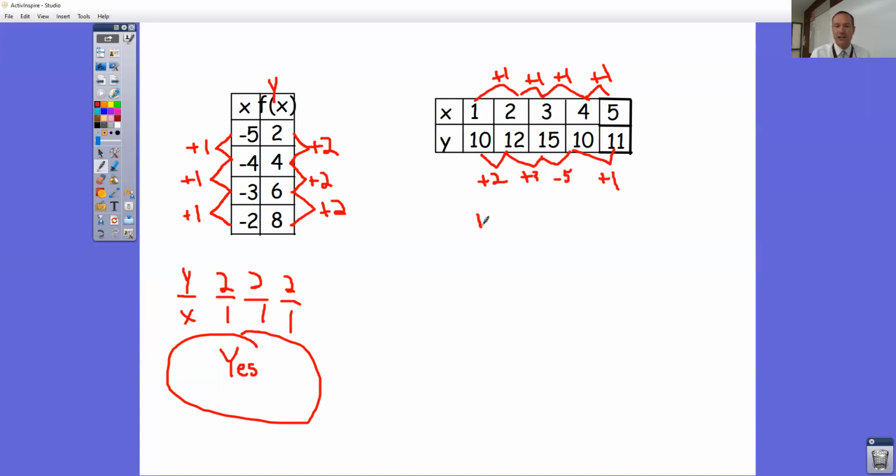So we would have change in your y over your change in your x. We would have 2 over 1. We'd have 3 over 1. We'd have -5 over 1. And we'd have 1 over 1. Those are not all the same. Therefore, does it form a linear function? No, it does not.